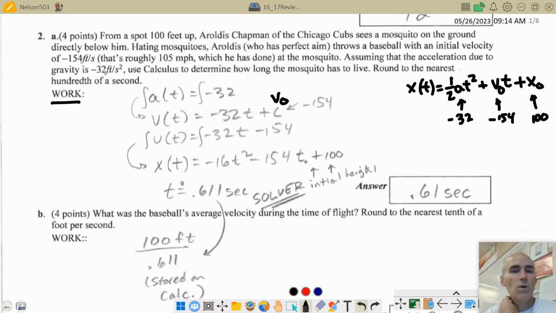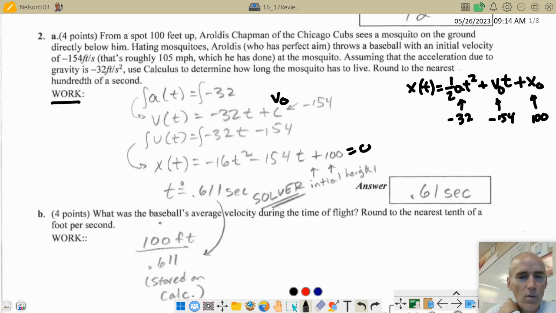Once I get my equation, it wanted to know, let's see, what was it on this one? Oh, how long the mosquito has to live, right? So we want to know when this is equal to 0. And I just stuck it in the solver. And that gave me the 0.6611, right?